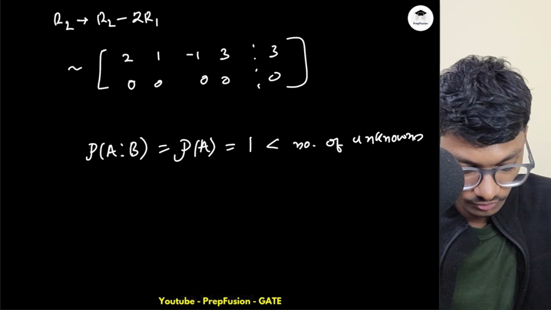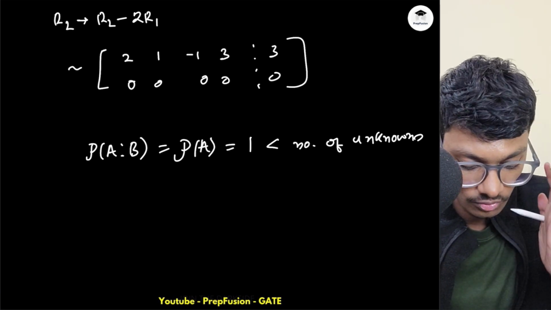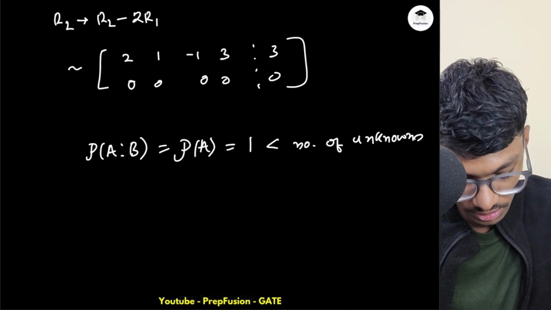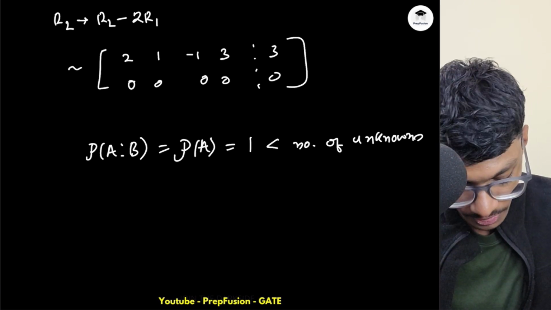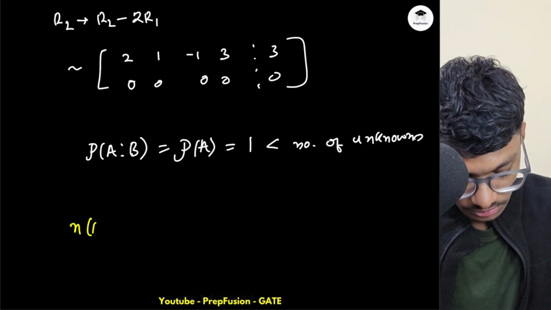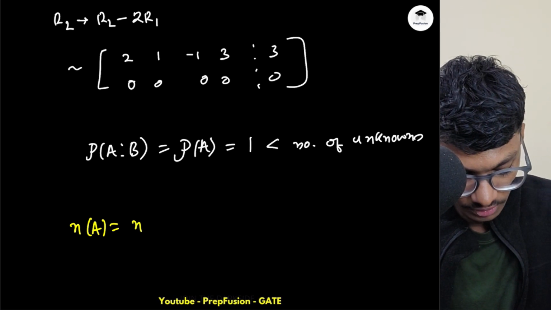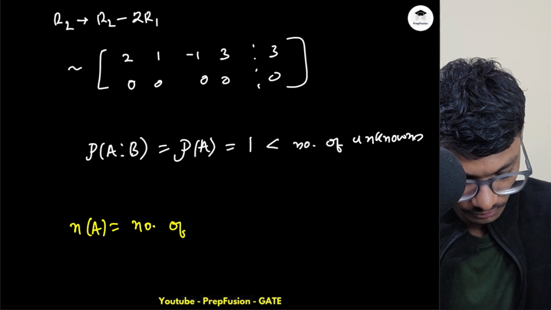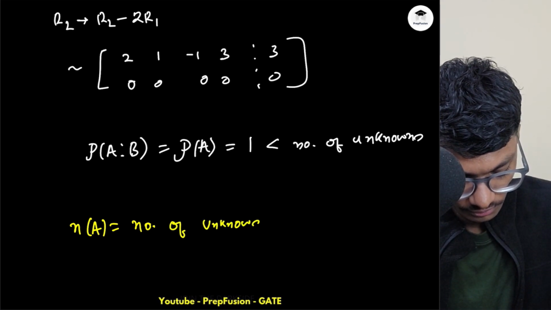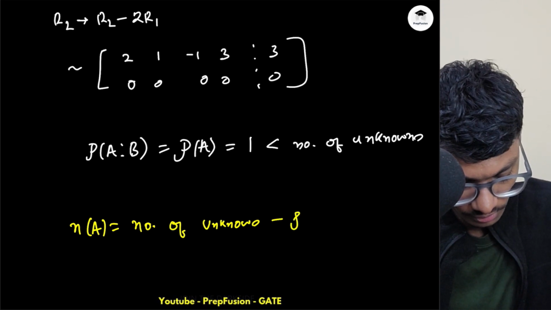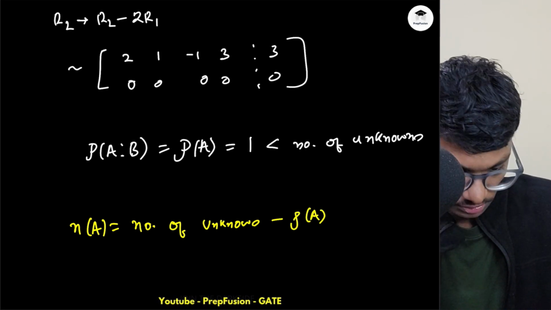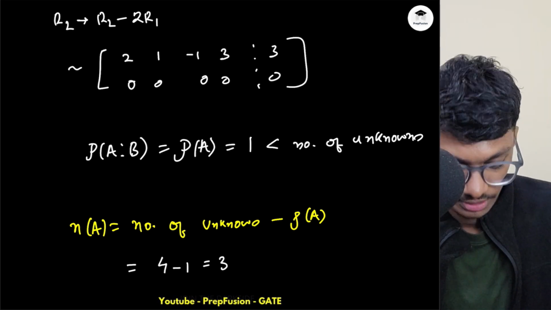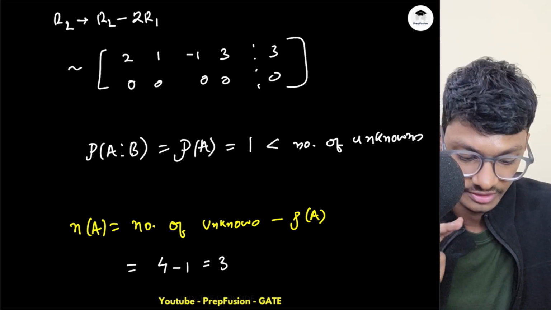So if you get infinite solutions, what is the nullity over here? How many free variables do we have? The rank is 1, the number of unknowns is 4. So nullity will be the number of unknowns minus the rank of A, which is equal to 4 minus 1, which is equal to 3. So 3 variables I have to pick. 3 are free variables.